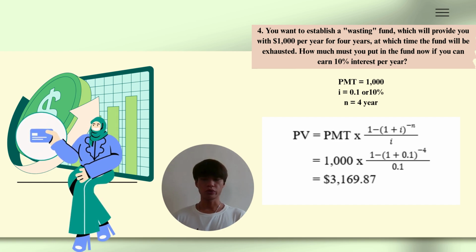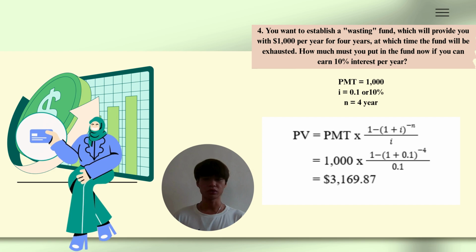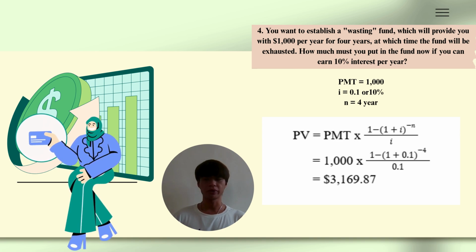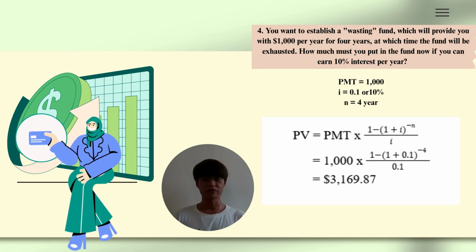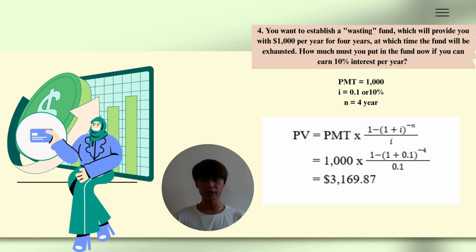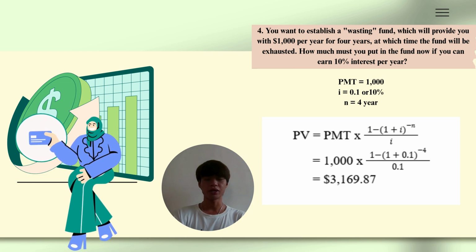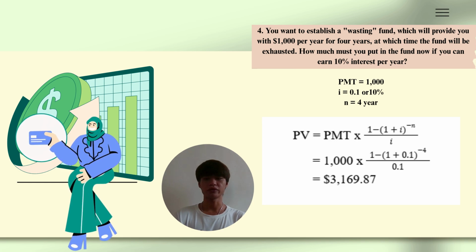For question 4, we need to find the present value. We know the PMT is 1000, I is 10%, and N is 4 years. So the formula is PMT times (1 minus (1 plus I) to the power of negative N) divided by I. The final answer for the present value is $3,159.87. It means we need to put $3,159.87 in the fund now so that we can take 1,000 per year for 4 years when the interest rate is 10% per year.